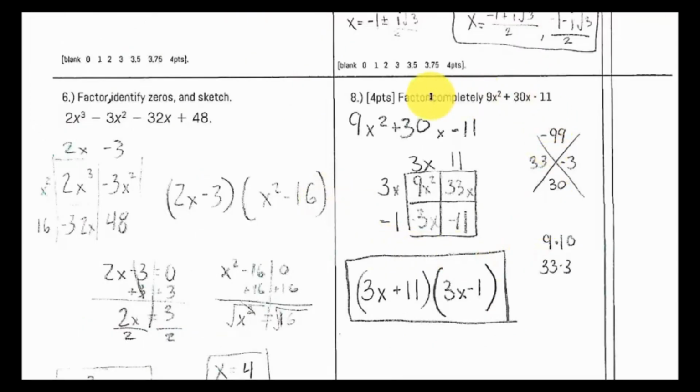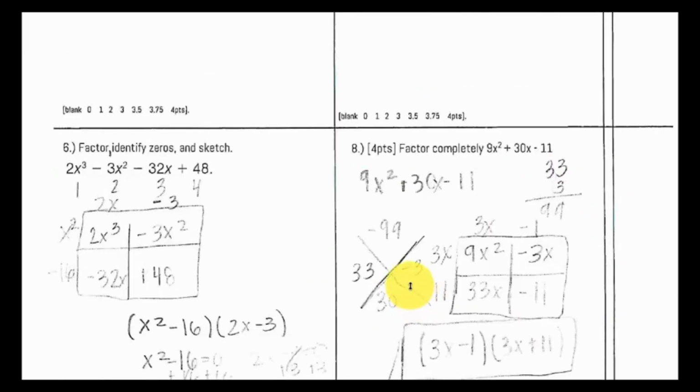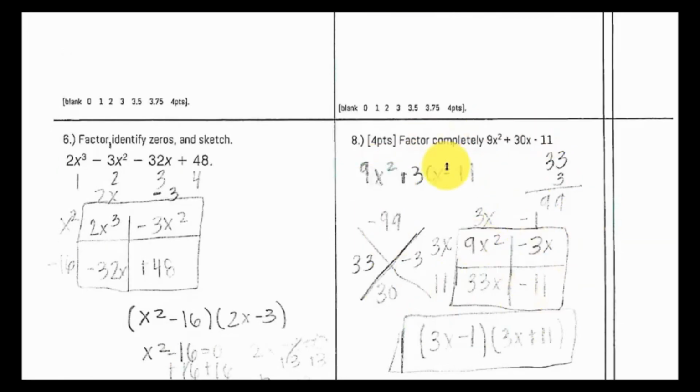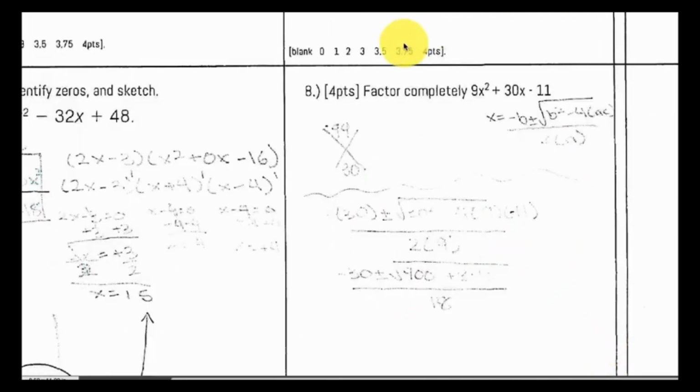All right, this student did it by X box method and did it correctly. There's the X and there's the box. Another student, X box method, good job. All right, this student didn't read it correctly. They must have said solve. Remember, solve and factor are different things, but they chose to use the quadratic formula to solve. That's not what I was looking for.